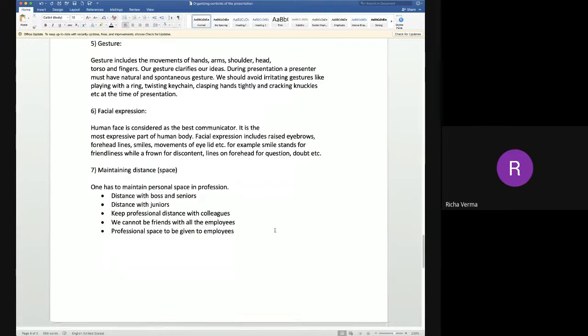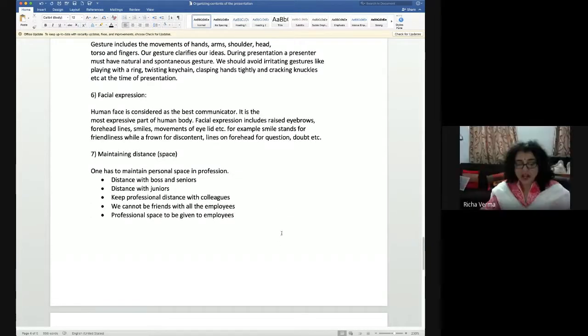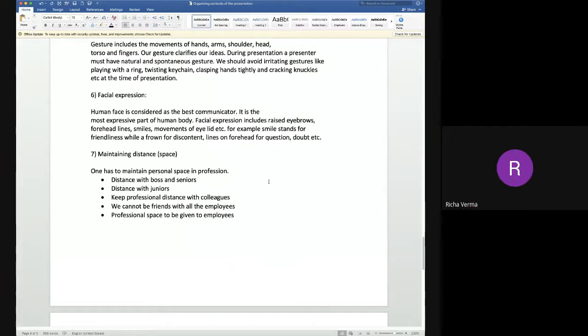You have to keep a proper distance with the boss and the seniors. मतलब maintaining a distance. ऐसा नहीं है कि आपके boss भी आपके friend हैं, आपके seniors भी friend हैं, juniors भी friend हैं. सब लोग friend नहीं होते. There are like 150 employees in the company. Then you cannot be friend with everybody. You can be friend with 4 or 5 people, but not with everybody. So you have to keep a distance with boss, seniors, juniors.